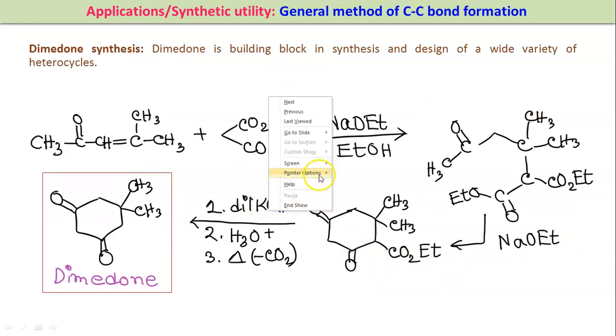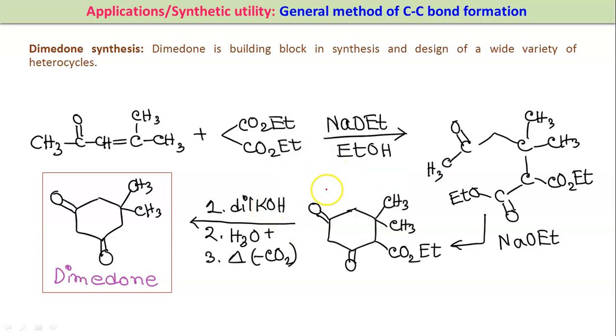Now the very important part, which is the application or synthetic utility of this Michael addition. Why is this reaction important, why should we learn this reaction? It is a general method of C-C bond formation, and by applying this method we can make alicyclic compounds, that is cyclic compounds but not aromatic. Those compounds can be made by the Michael reaction. So here our active methylene group is the donor, and this is our acceptor.